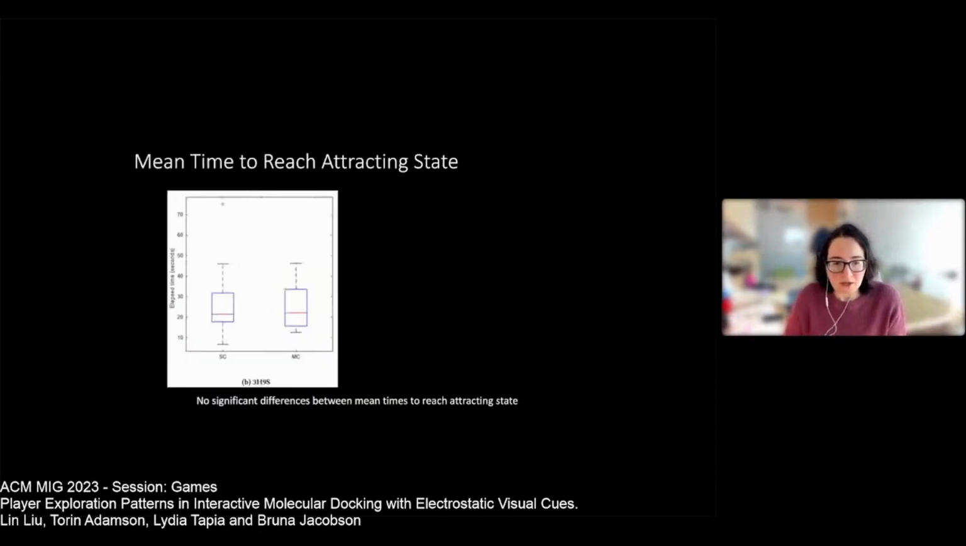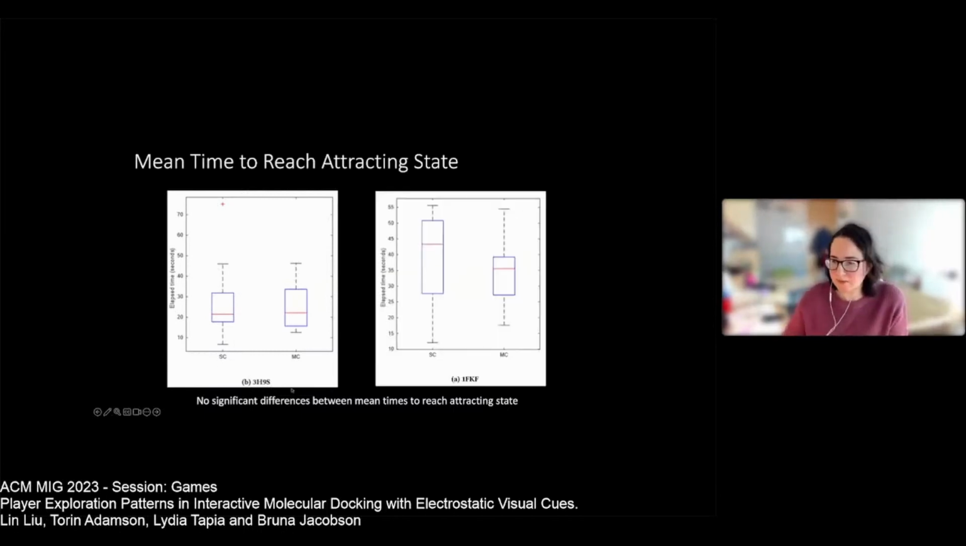Looking closely at the mean time to reach this attracting state, we can see that the mean time for the single color and the multicolor are pretty much the same for this molecule 3H9S, with one outlier here for the single color. But 1FKF also shows no significant difference, but you see the distribution for multicolor is slightly narrower than for the single color distribution.